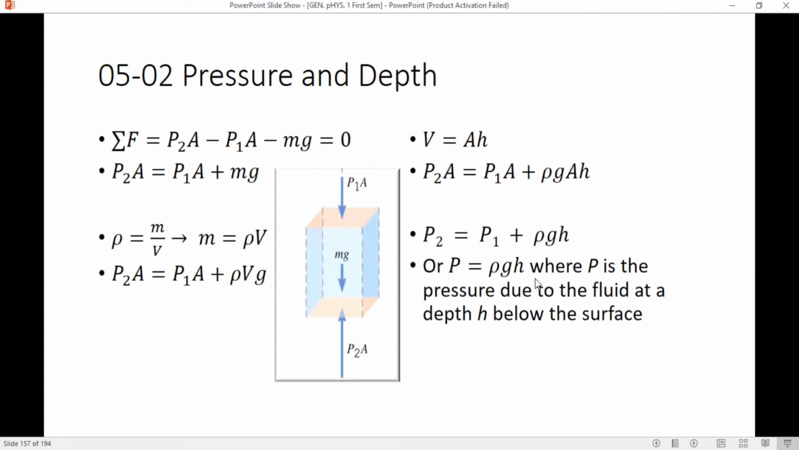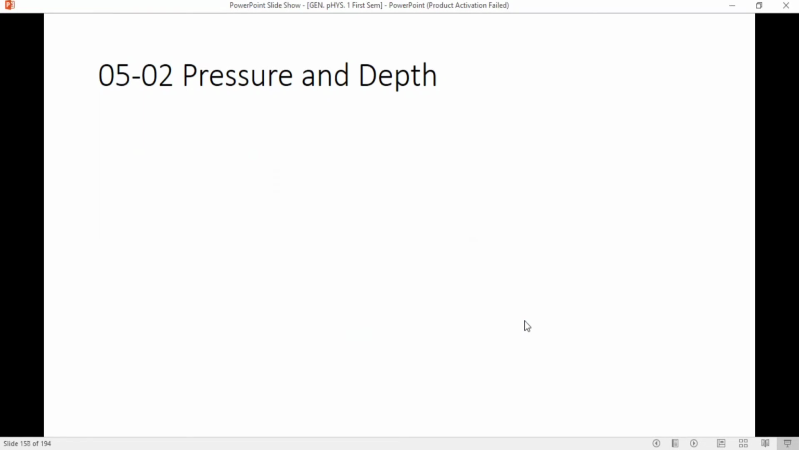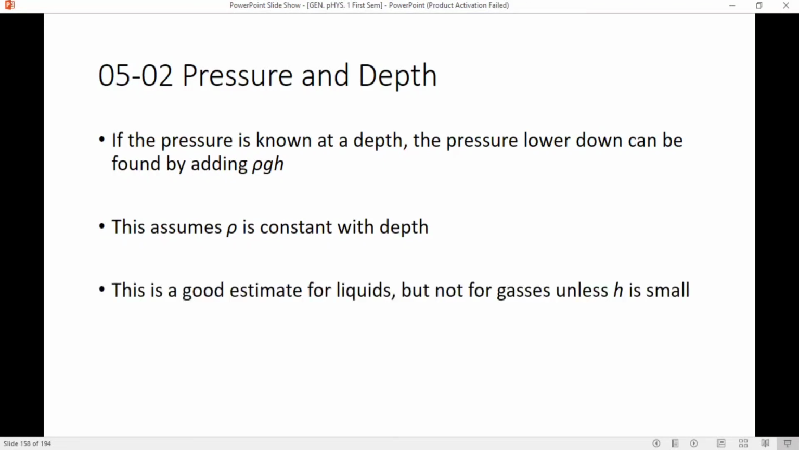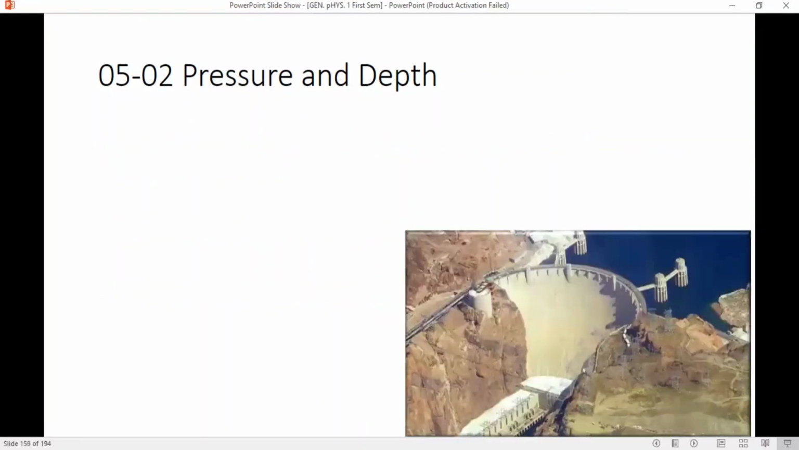Our P here is the pressure due to the fluid at depth H, that's why there is H, because of the depth below the surface. If the pressure is known at a depth, the pressure lower down can be found by adding density times acceleration due to gravity times height. This assumes that the density is constant with depth. This is a good estimate for liquids, but not for gases unless the height H is small.